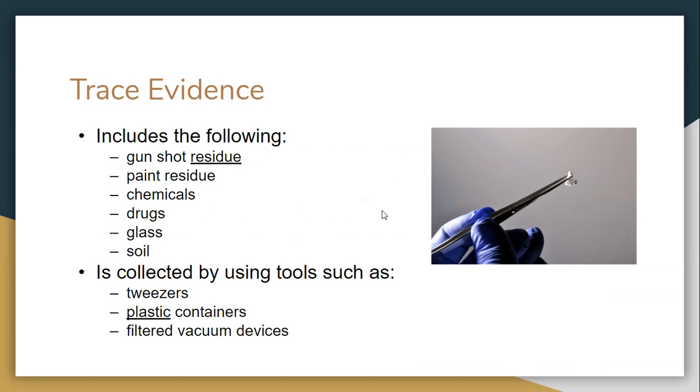This can include gunshot residue, paint residue, chemicals, drugs, glass, soil. You're going to pick this up using tweezers. Most of it can be packaged in plastic containers, and in some cases you can use a special filtered vacuum to pick them up.